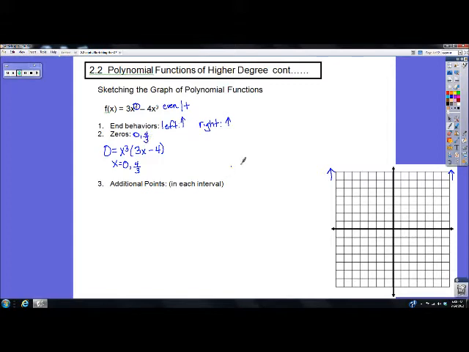Now think back to the other examples we did, and let's think about whether the graph will be crossing or touching at these numbers. Go back to your factors. Remember, these are your factors. And look at the exponent of your factors. This is x cubed, which is an odd factor. This is 3x minus 4 to the first power, which is an odd factor. Since those are odd factors, both of these will be crossing the x-axis at those zeros.